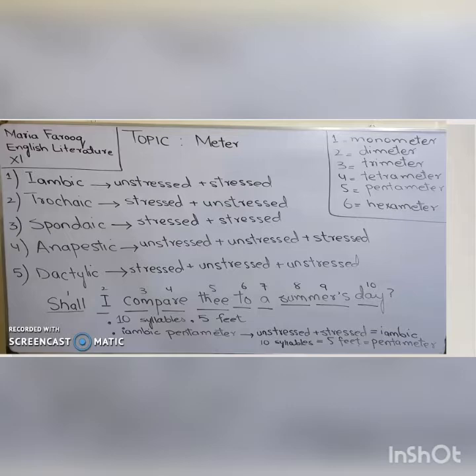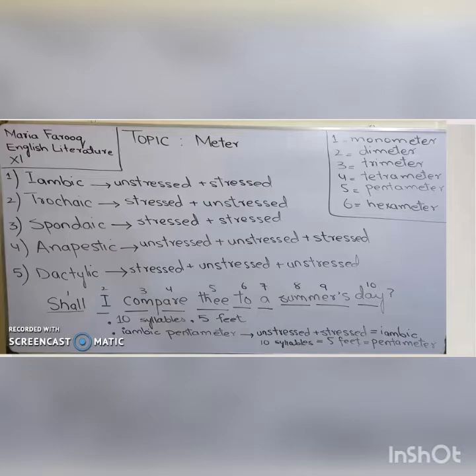How is this iambic pentameter? Because the first syllable is unstressed, the second one is stressed. That's why it is iambic. Could you see the last 2 lines on the board? Iambic meter. How is it iambic meter? First syllable is unstressed, second is stressed. It means that this is iambic. Then 10 syllables, which means 5 feet, so it is pentameter.